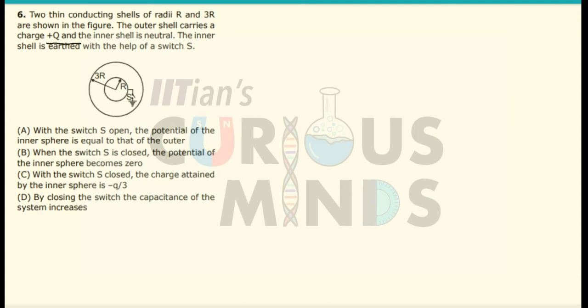First of all, when the switch is open, the potential of the inner shell is equal to the potential of the outer shell. Consider that there are only two shells and nothing is earthed. Let the charge on the outer shell be plus Q, and the charge on the inner shell be Q dash. There will be negative charge developed on the inner shell.